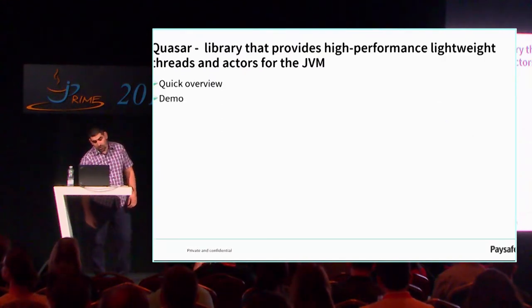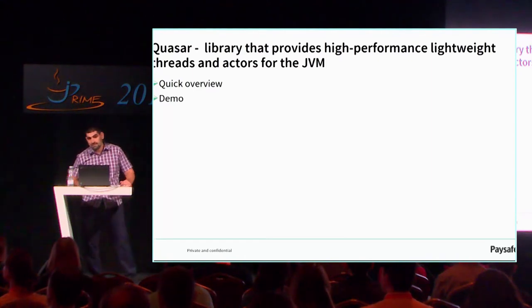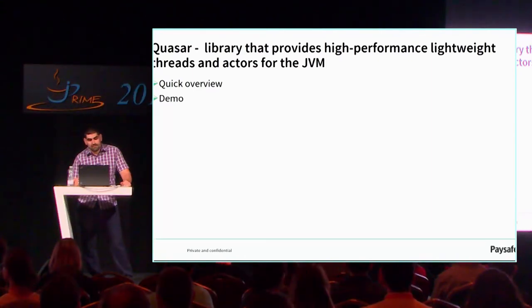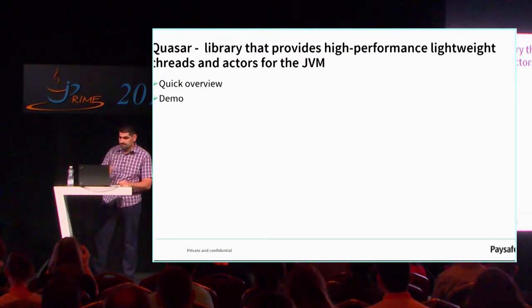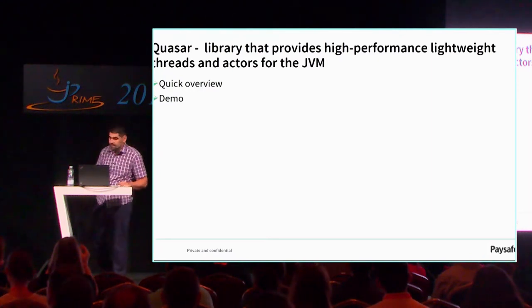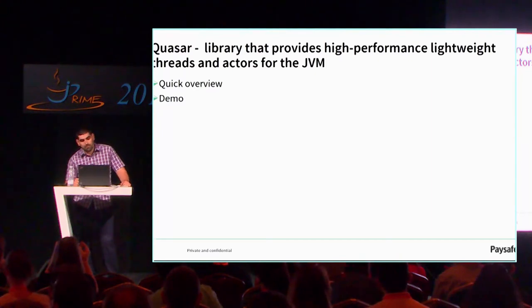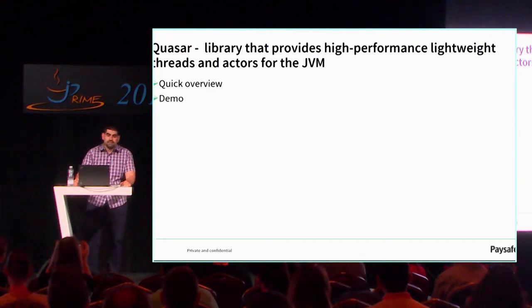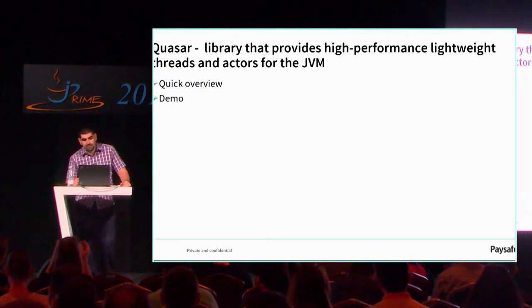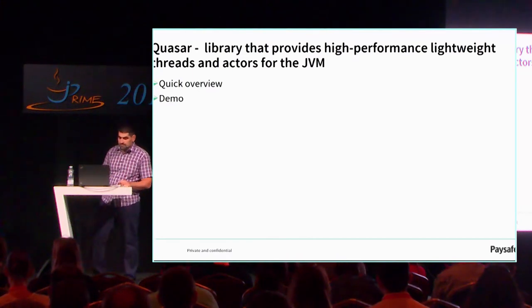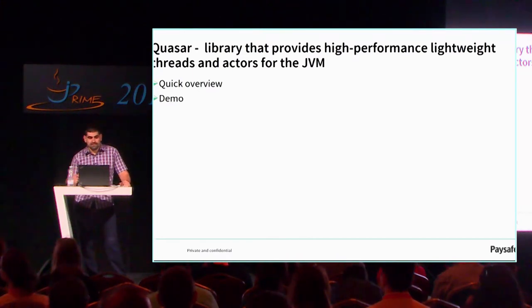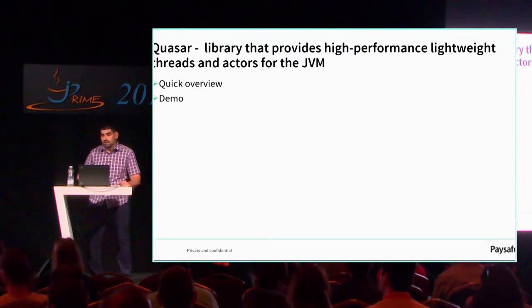And we are in a constant quest for finding new technologies that will magically resolve our issues with this model. And today, I'm going to present you one solution. It's a library called Quasar, implemented by a company called Parallel Universe. And it's basically about lightweight, highly performant threads for the JVM. So for the presentation, we have two parts. First one will be a brief overview of the technology, and the second part will be a demo.